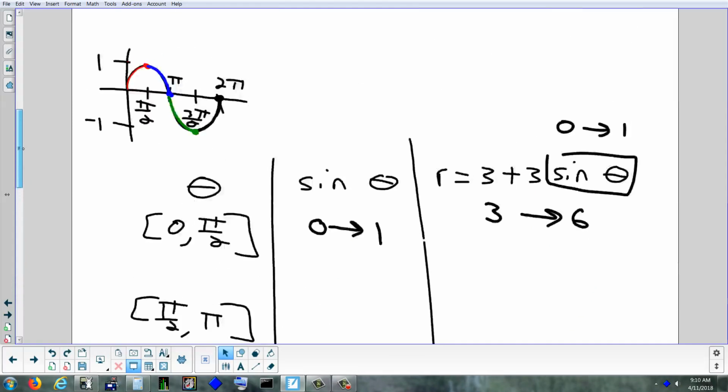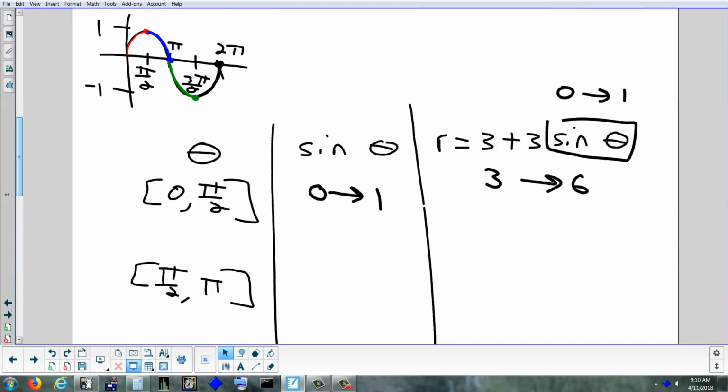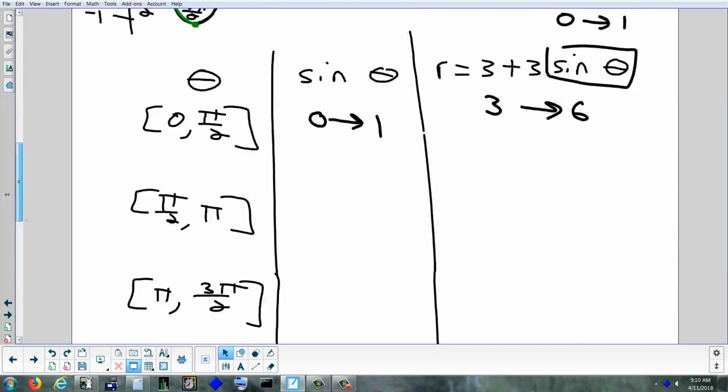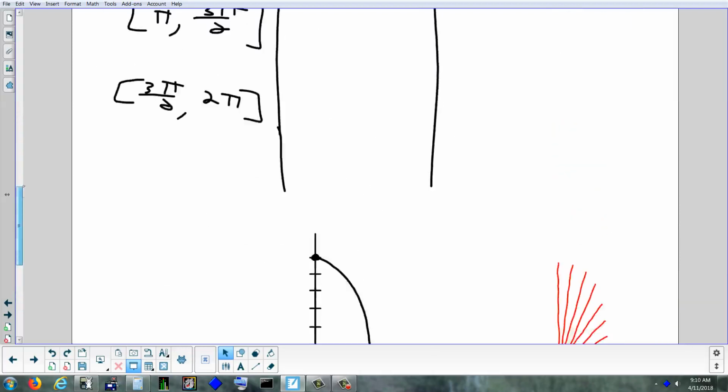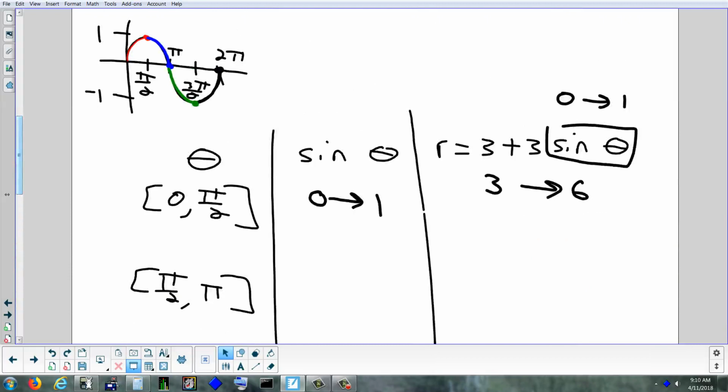Okay, let's look at the next section. Now we're going to go from 90 to 180. So now we're trying to figure out what the graph looks like in quadrant 2. What's happening to the value of sine as we go from pi over 2 to pi? That's the blue section. Yeah. We go from 1 to 0. The value of sine is going from 1 back to 0.